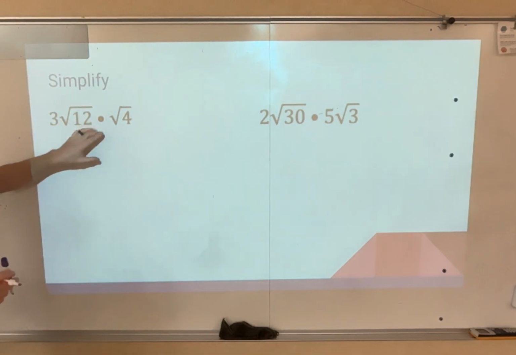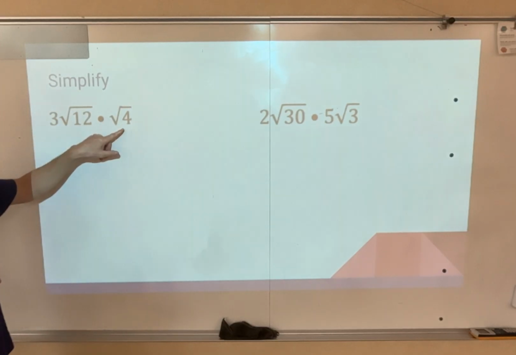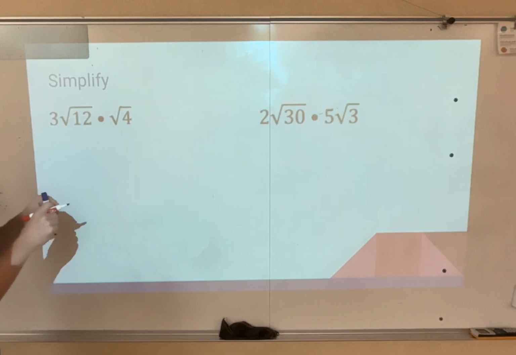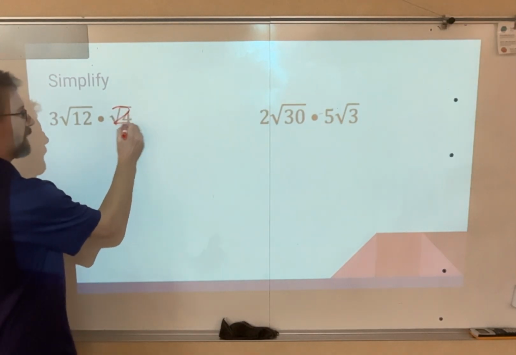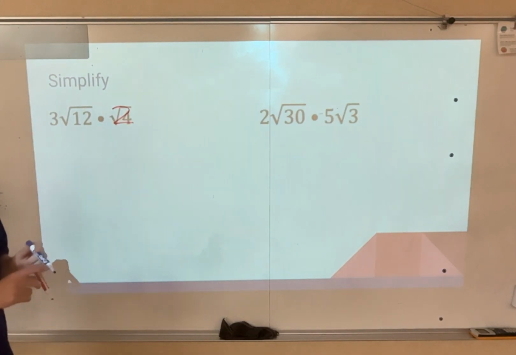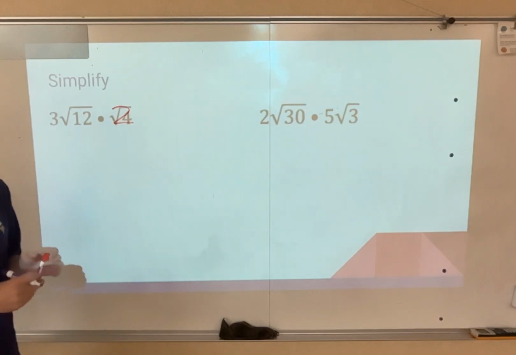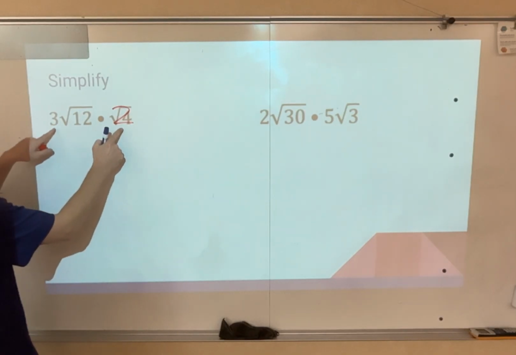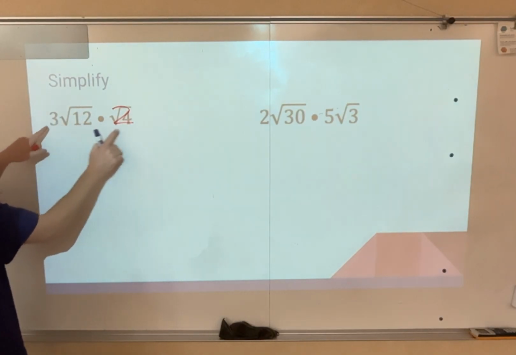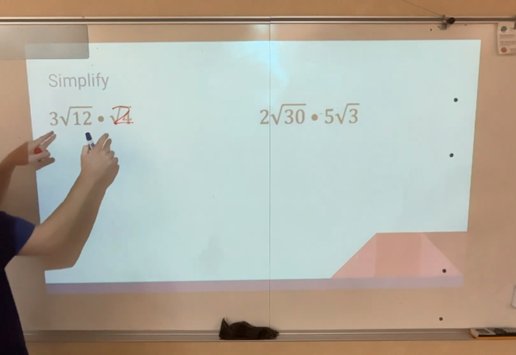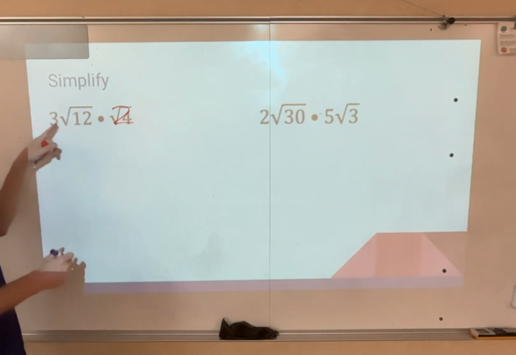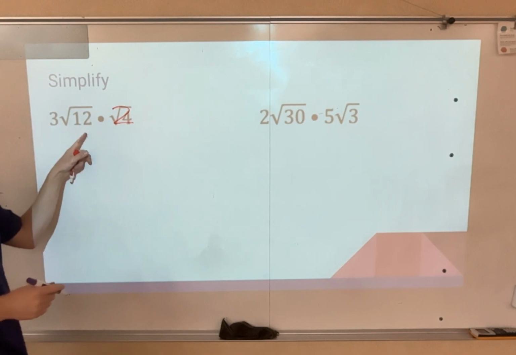I notice right away on this one that I've got a perfect square here. It's 3 root 12 times root 4, and the square root of 4 is equal to 2. So I can just start by replacing that with a 2. Right? Because square root of 4 is 2, why not just make it times 2? When you're multiplying these, the stuff on the outside multiplies together, the stuff on the inside multiplies together, but the stuff on the outside doesn't multiply with the stuff on the inside.